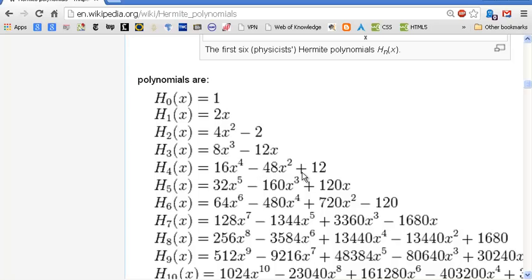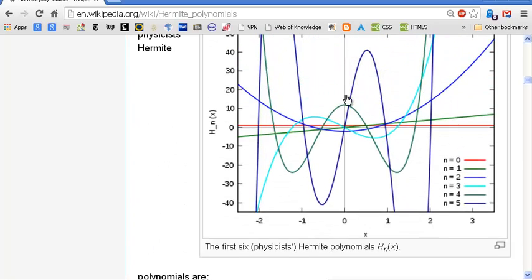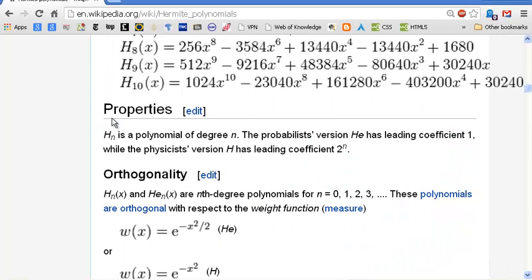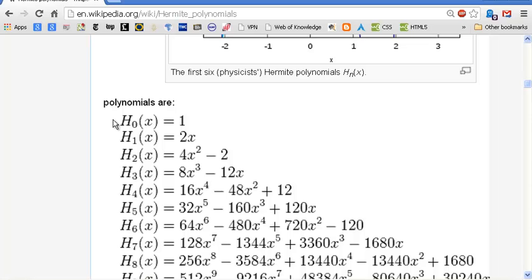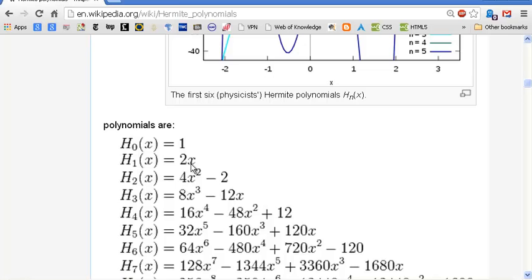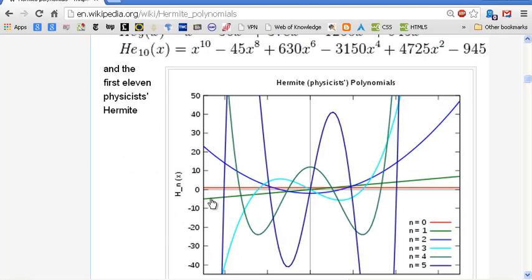So let's graph these. Here's the Wikipedia graph, h0 of x, because the lowest n could be is 0. Okay, let's see what that looks like. That's that red line here. That's h0 of x. It's just a constant equal to 1. Okay, h1 of x is just a straight line, 2x. So there it is. That straight line there is a plot of the Hermite polynomial.